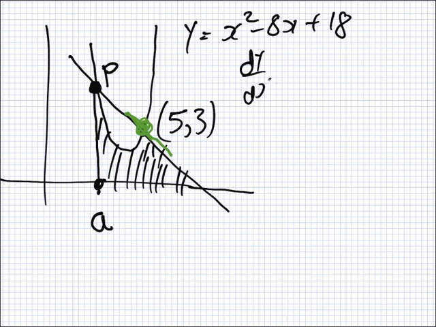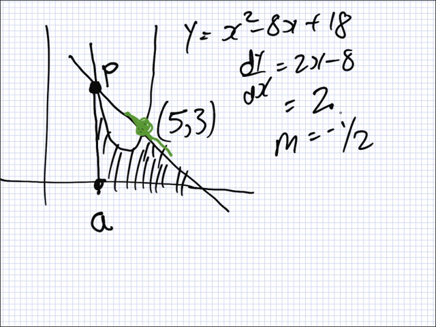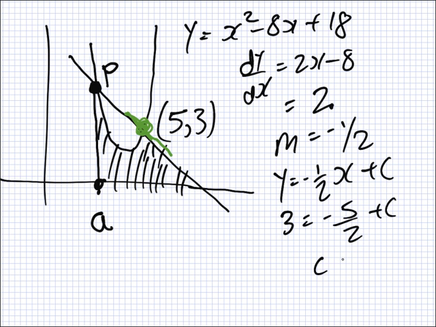dy/dx equals 2x minus 8. What's x here? 5. So this will be 2. So what's the slope of the tangent? 2. So what's the slope of the normal? Minus a half. I have a point, I have the slope. Can I find this line? Yeah. So now we have y equals minus a half x plus c. Sub the point in. I get 3 equals minus 5 over 2 plus c. So c is 11 over 2. So I already have the line.